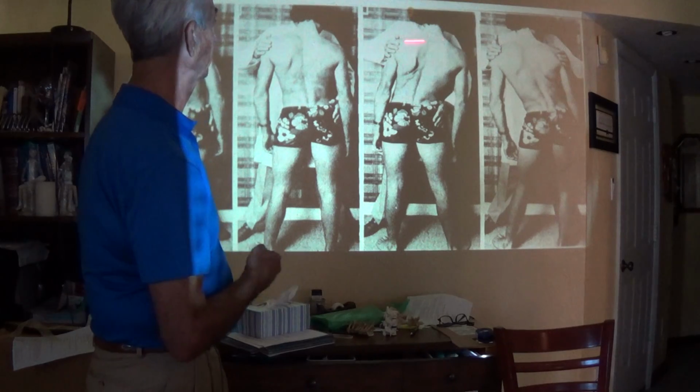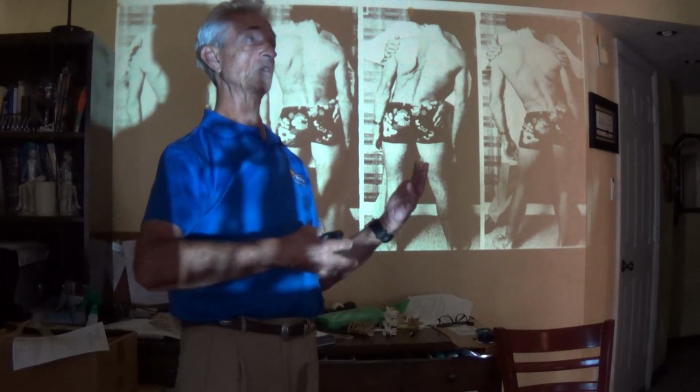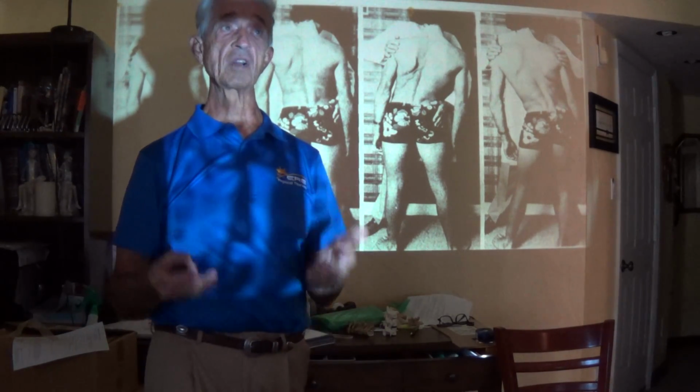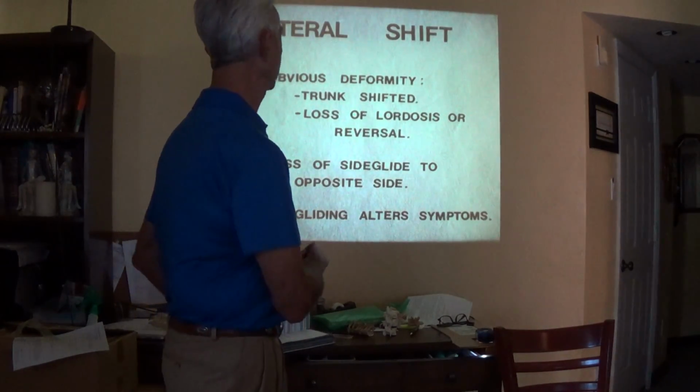So the first thing you do with a lateral shift is to determine whether it's a relevant lateral shift or an irrelevant lateral shift. And then once you have determined in your mind that it is relevant, then you want to determine in your mind what's causing it. Now, the schools of thought on this are varied.